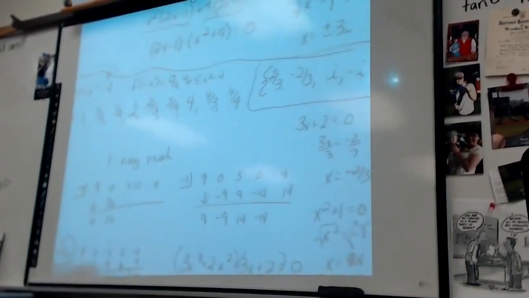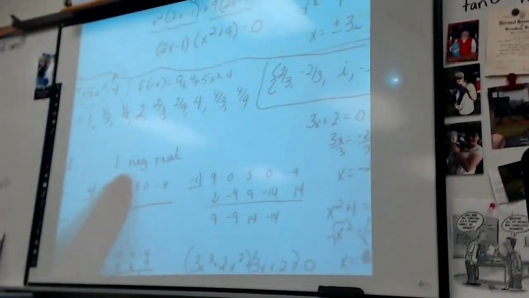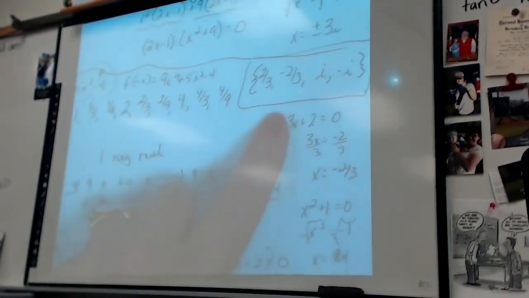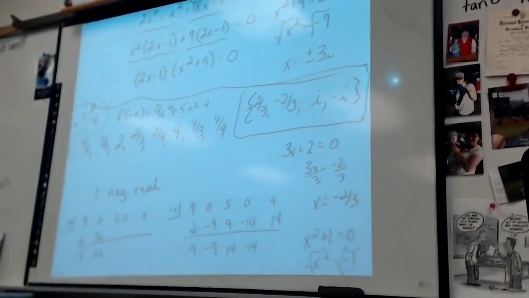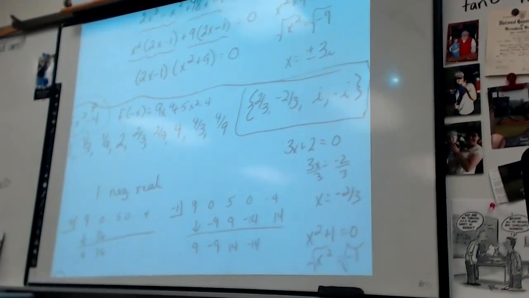So let's see if that fits what we got over here. It said we were going to have 1 negative real. Yes. 1 positive real. Yes. So then the other 2, of course, had to be imaginary.